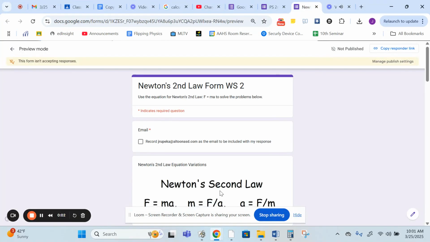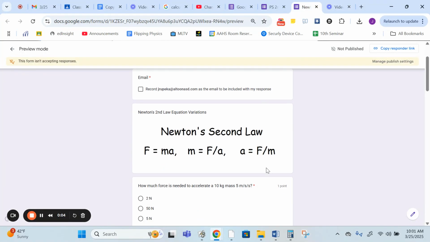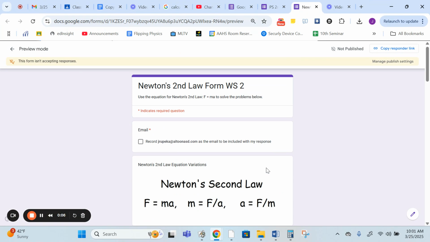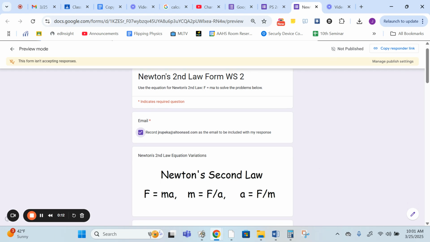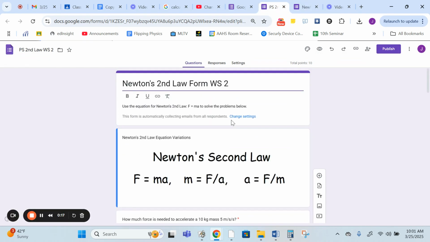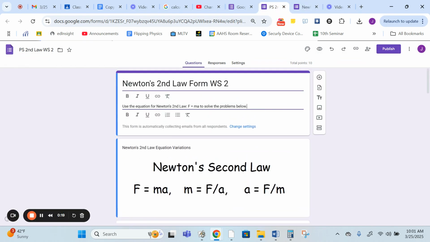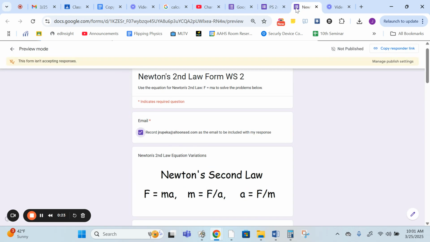Okay, just want to take a look and go over a couple examples here with Newton's second law form worksheet number 2. Keeping a look out here at the very top, we're going to use Newton's second law to solve the problems. And even though it doesn't say it right now, it will say do not include any units in your answer, or I guess we don't have to worry about that today since it's all multiple choice.